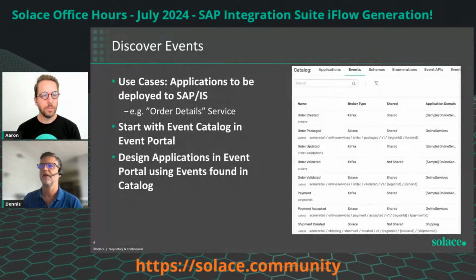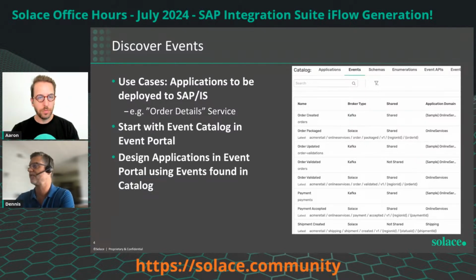So I'm going to move on and get into discovering events. This is what a page of Event Portal looks like, a little snapshot here. The idea is that, again, you have a list of events, like order created, order packaged, order updated, order validated. A lot of these are going to use the same schema, and they have different technologies associated with them, which you can see here.